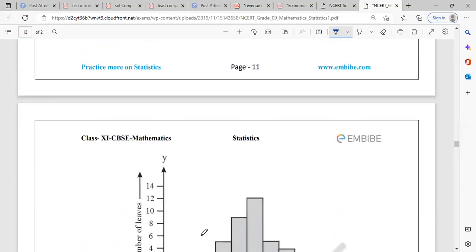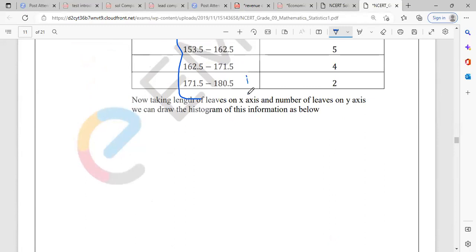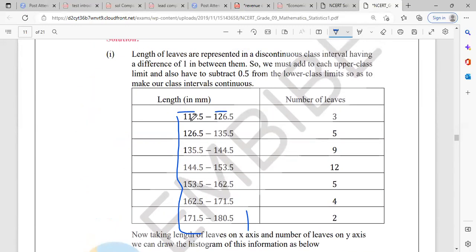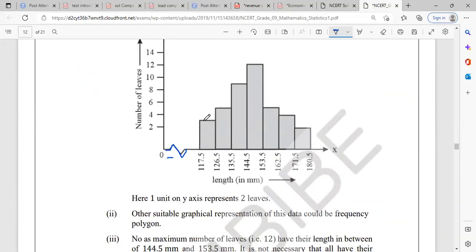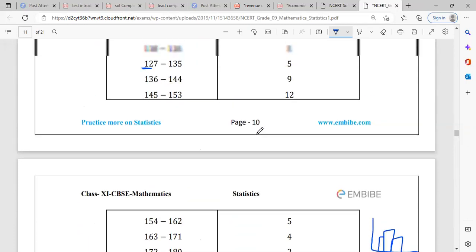Right till here you write it, till here you will write 180.5. Now you know this one is 3, so coming to this one you will represent it as 3. This one is whatever it is, you will draw it like this. Clear?